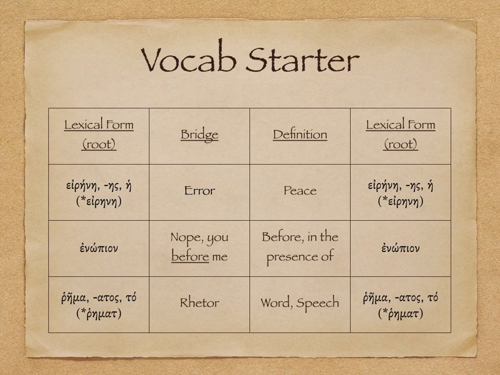Enopion. Nope, you before me, before, in the presence of, as a preposition. And it uses only the genitive as a direct object, enopion. Nope, you before me. Rhema, rhematos, a word or speech. Rhema, word or speech. Continue to master vocab by being creative and consistent.